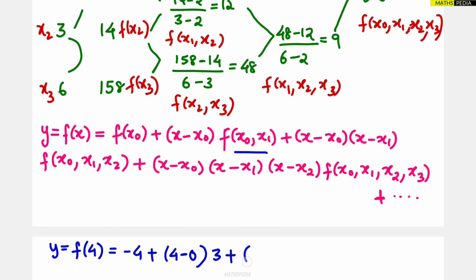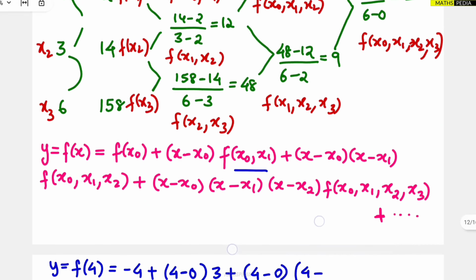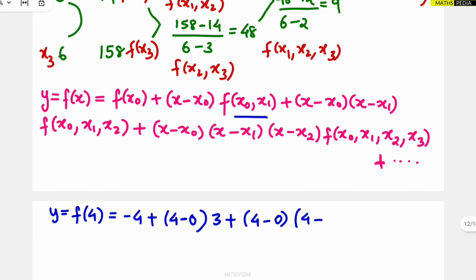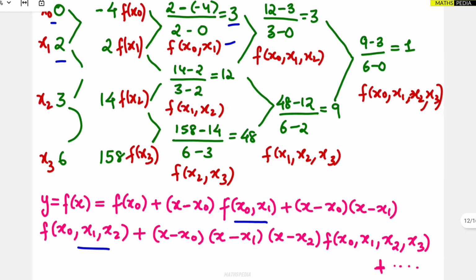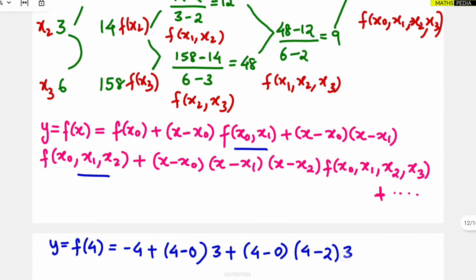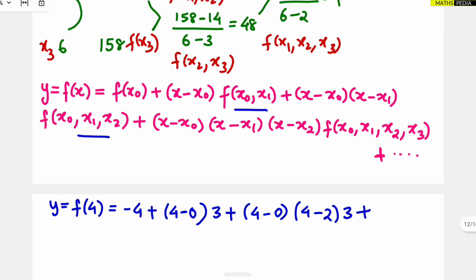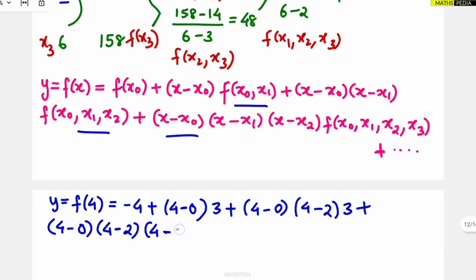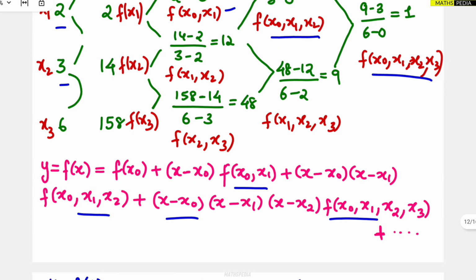Plus, again the same thing, x is 4 minus x naught is 0, into x is 4 minus x1. What is the x1 value here? It is 2, into, what do you have to multiply? f of x naught comma x1, so this value we are going to multiply, right? That is 3. Plus, again the same thing here, x is 4 minus x naught is 0, x is 4 minus x1 is 2, again x is 4 minus x2. What is the x2 value? 3, multiplied with what? f of x naught, x1, x2, x3, this particular value which is 1.